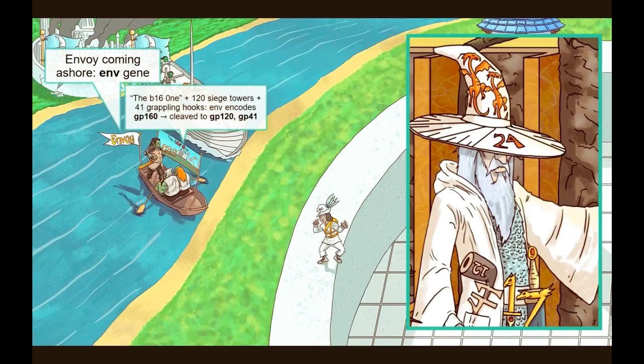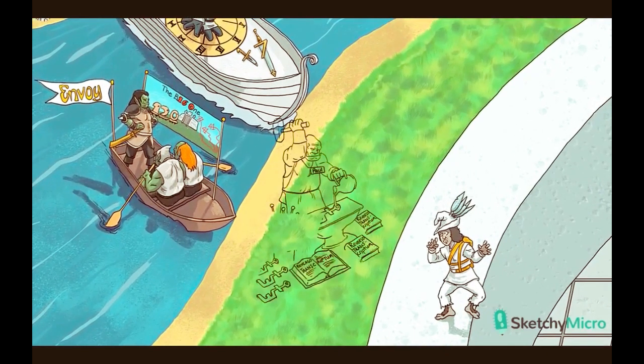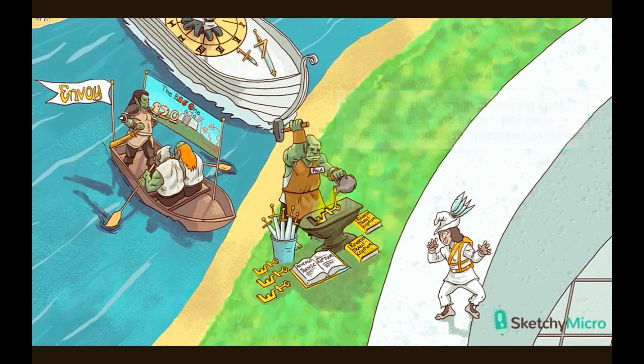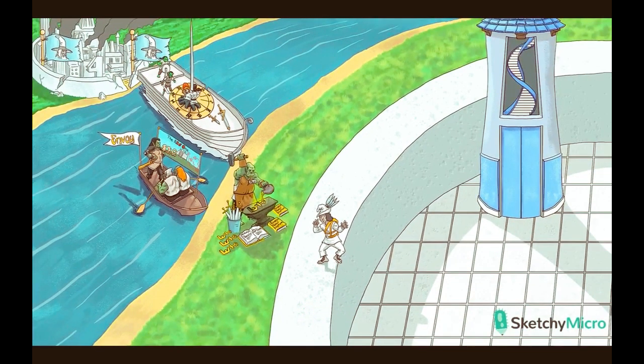GP120 and GP41 play an important role in cell entry, which we'll talk about in a bit. Enter Paul the Orkin Blacksmith, a blacksmith of enzymes. He's here representing the Pol gene. Like ENV, Pol encodes a polyprotein which is cleaved to form important enzymes required for viral replication, including reverse transcriptase spellbooks, integrase keys, and protease blades. We'll come back to these enzymes in a bit. Now that you're familiar with the 3 structural genes and the protein products they encode for, let's see how they each play into HIV's life cycle.